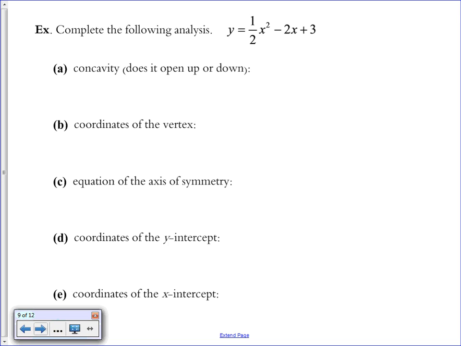These are some analysis questions that you should be able to answer for the function that we just graphed. So this is the exact same function, and we're just going to answer some analysis questions. Concavity, meaning what is the direction that this U is facing? Does it open upwards or does it open downwards? So the graph that we just created showed it looked something like this, and it was opening upwards. Therefore, we would say it is concave up.